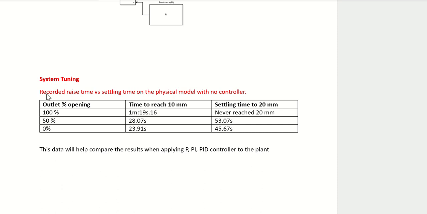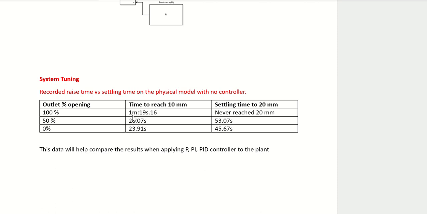When the outlet was at 100%, the time to reach 10 mm took about 1 minute and 20 seconds or so, but it couldn't reach the set point we required. Therefore, the outlet was way too open and the flow of the outlet was way too high compared to the flow of the pump. After that, we made the outlet 50% open.